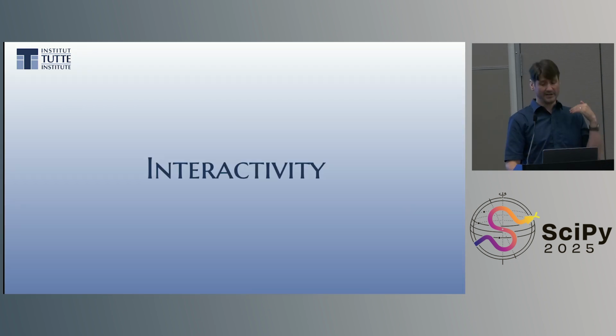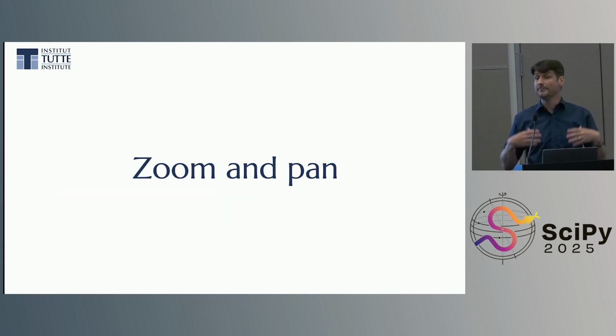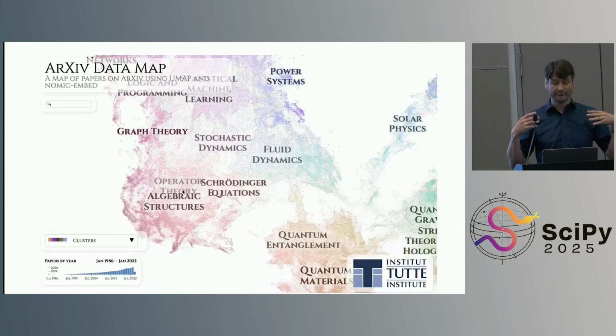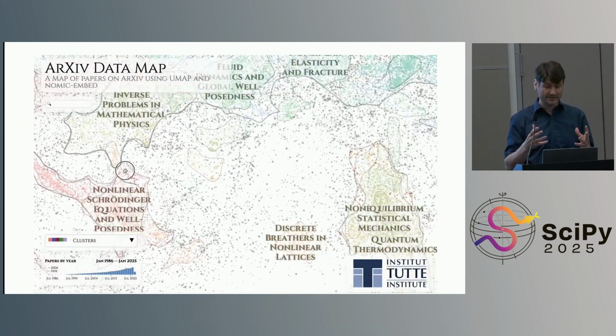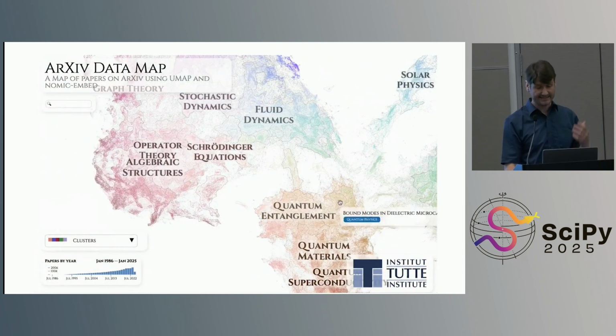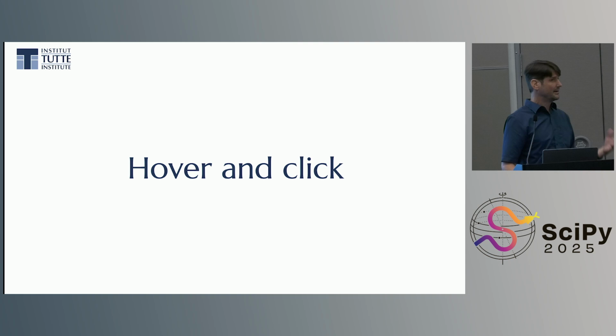How about if I want to do an interactive plot? Well, again, a data map can carry far more information than you can get in a single static view. Being able to zoom in and pan around and explore the data, you can find out much more information, those fine-grained clusters that are lying deep inside. You want to be able to get to and access that kind of data. But you also want to be able to get to the source data itself. You want to be able to hover over points and get information about what that point represents. You want to be able to click on a point and get further details about that point.